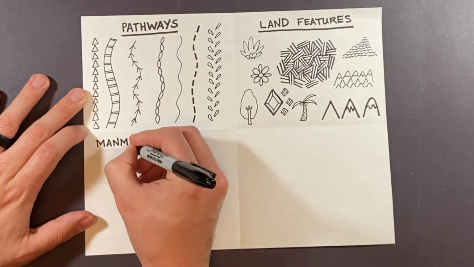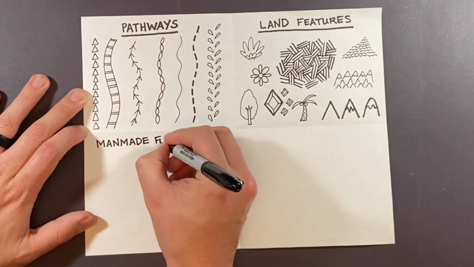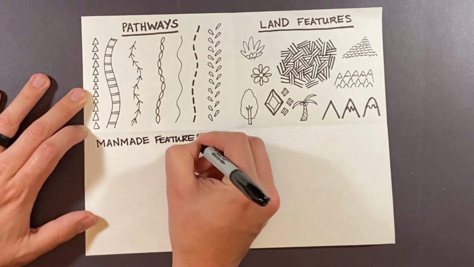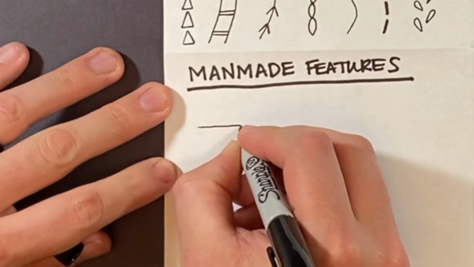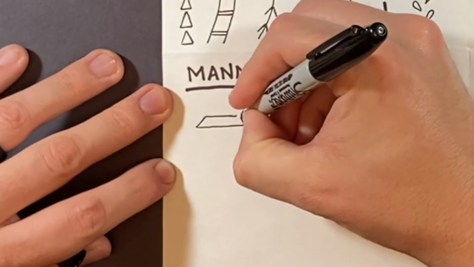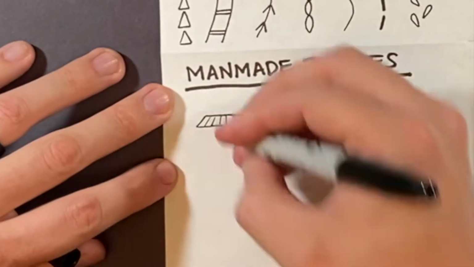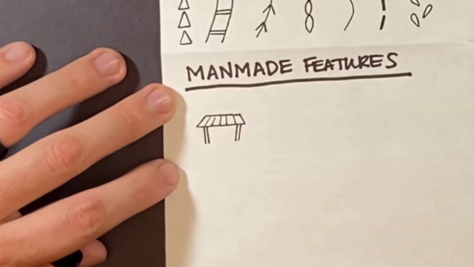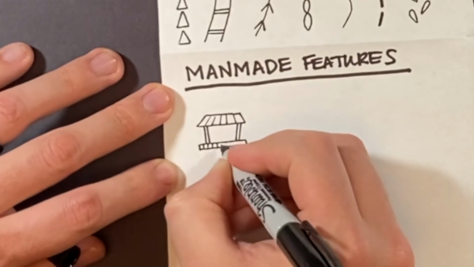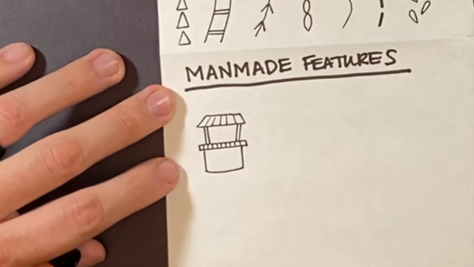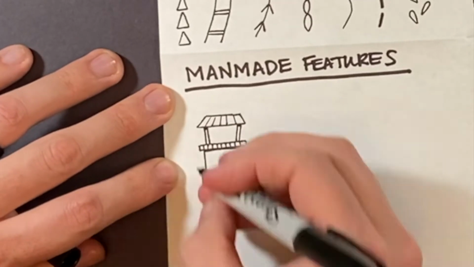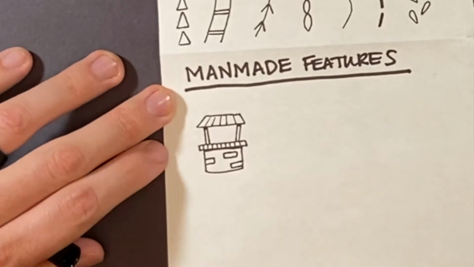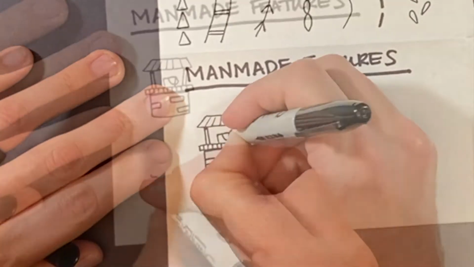The next thing we should go over is man-made features, things on your map that have been made by people, starting with a well. Now this is important because maybe travelers who are wandering around your map's location might be thirsty. They might want to know where they can get some quick water. So if you need to pause, slow this video down. I know it's going in fast forward, but we do have a lot to cover.